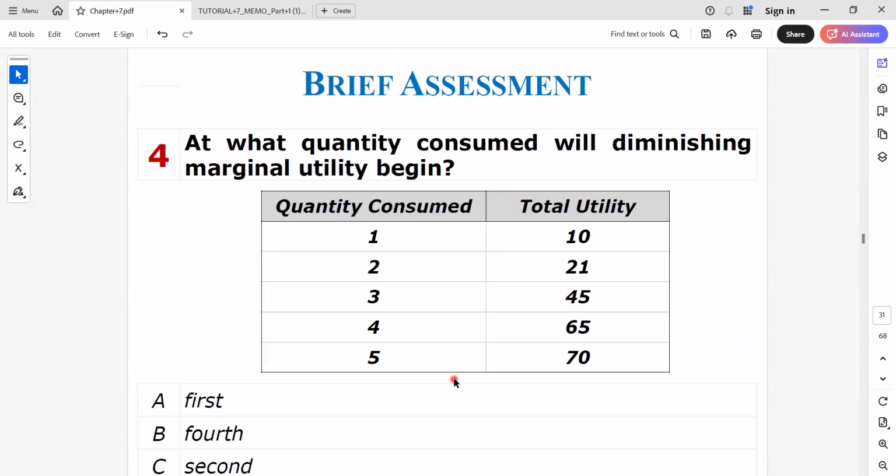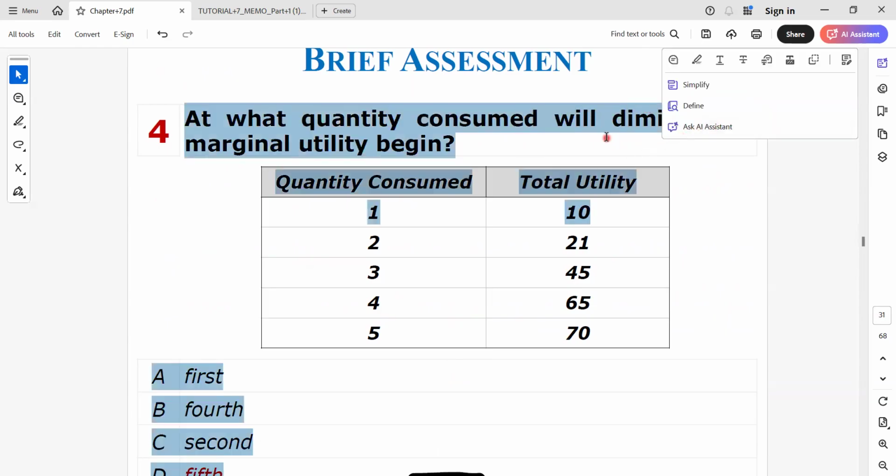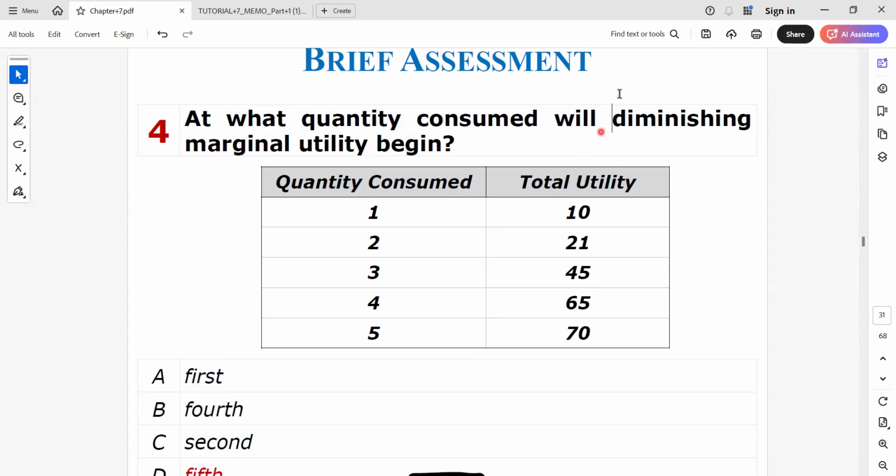Okay, let's continue. Number 4, at what quantity consumed will diminishing marginal utility begin? Remember, guys, diminishing marginal utility is basically where your consumption is increasing, but your marginal utility is decreasing. So where will you experience your diminishing marginal utility? Here you firstly have to calculate your marginal utility. That is why I say, guys, please get your calculators. Let's calculate.